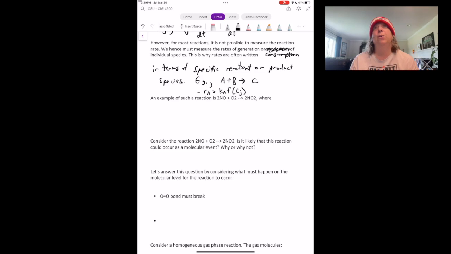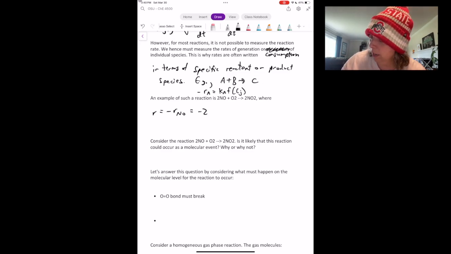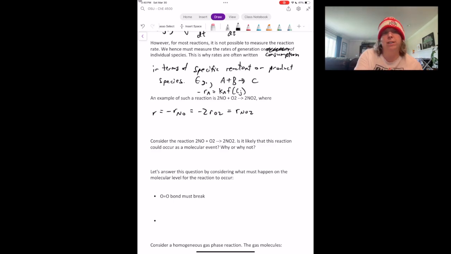What we can see, though, are the rates of generation and consumption of the different species. So we can use those as surrogates for the reaction rate. So we can say the rate of reaction is going to be equal to the rate of consumption of nitric oxide, which would be equal to 2 times the rate of consumption of molecular oxygen, which would be equal to the rate of generation of nitrogen dioxide.